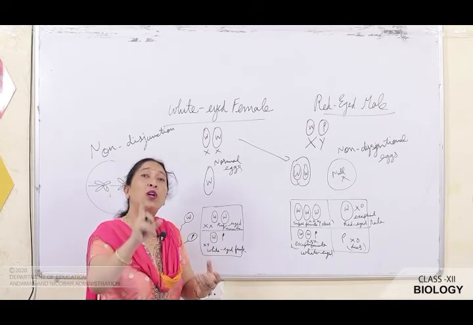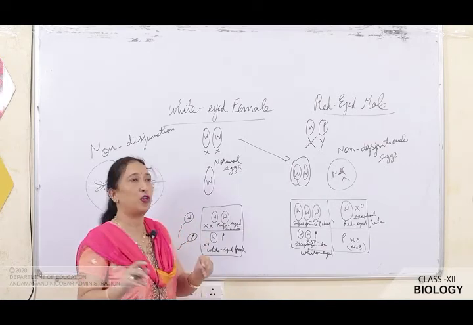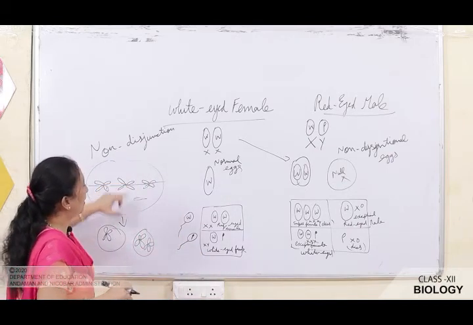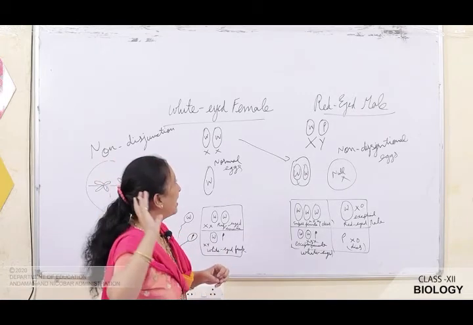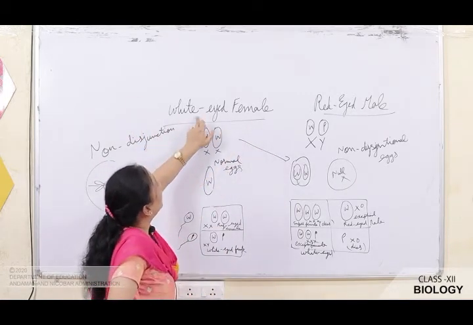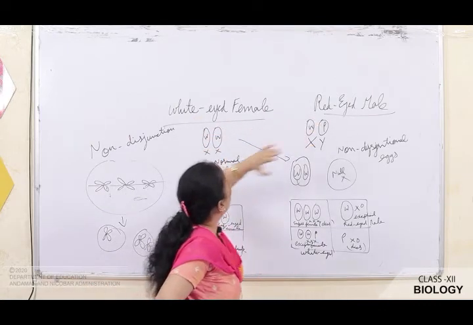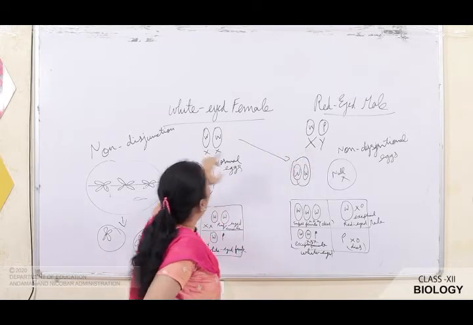It is because of non-disjunction of chromosomes. That is, the chromosomes fail to separate at the centromere. When the chromosomes fail to separate, a complete set of chromosomes passes to the other gamete. This is what was shown by Bridges in the white-eyed female and the red-eyed male. When he crossed the white-eyed female with the red-eyed male, what happened?